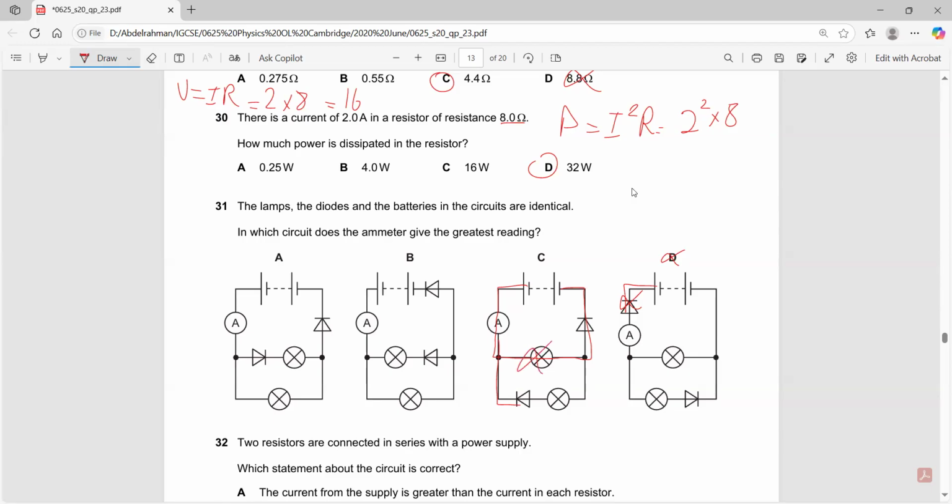So C is wrong. B is also wrong because it wouldn't pass through this one. The only correct answer is A because it passes through both lamps. The current will go through both lamps.